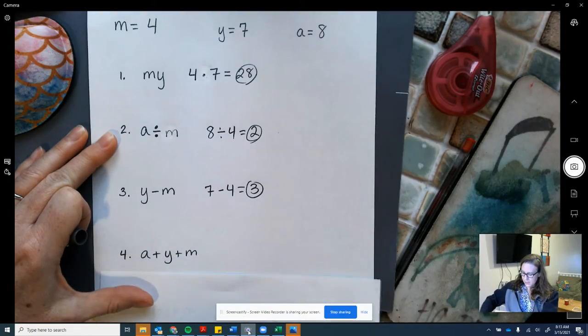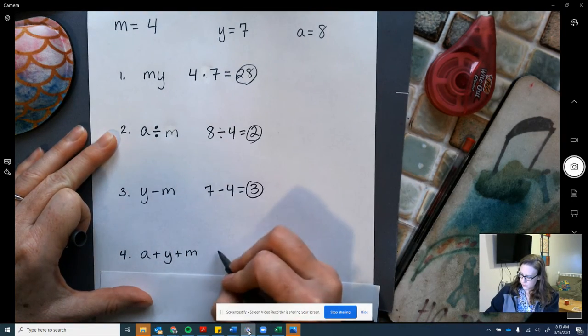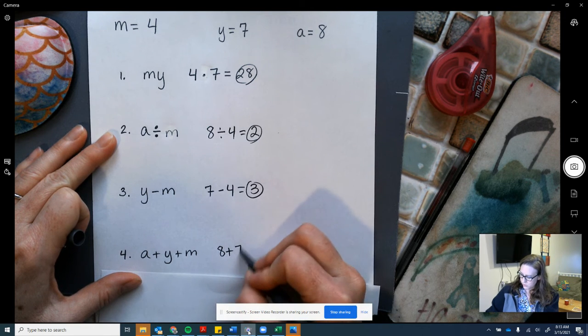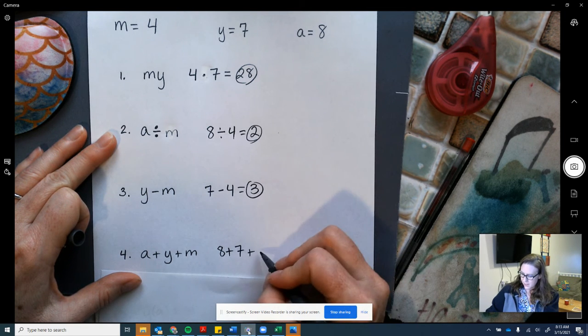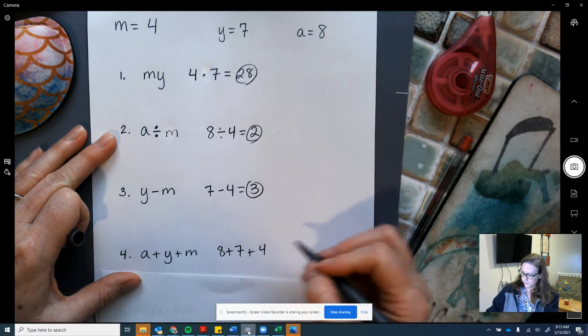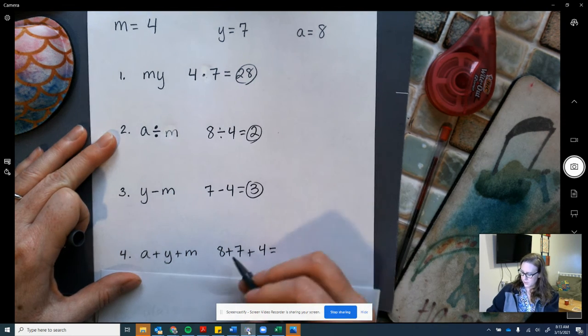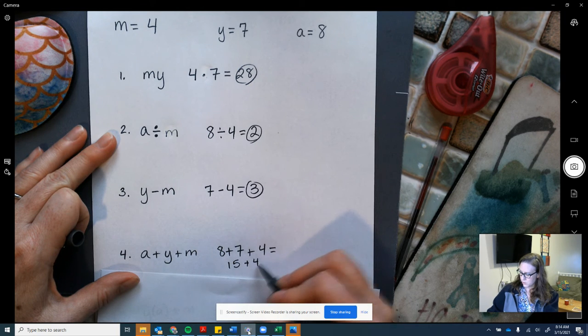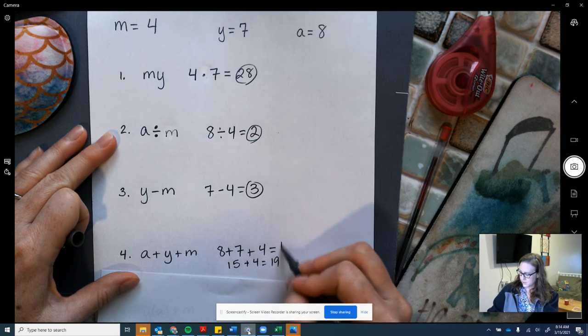Next one is A plus Y plus M. So we're going to rewrite it where A equals 8 plus Y equals 7 plus M equals 4. Right. So we've got 8 plus 7 is 15 plus 4 equals 19.